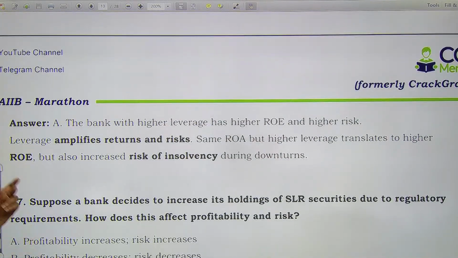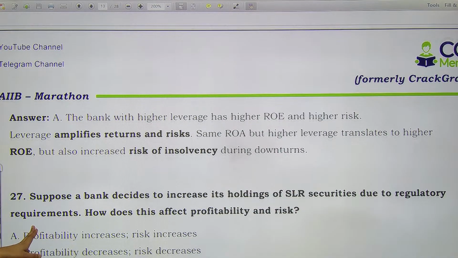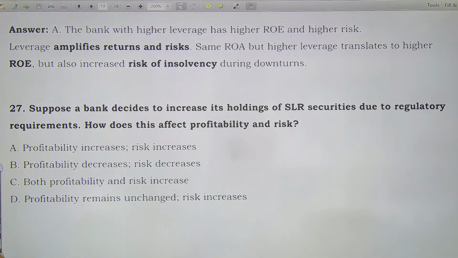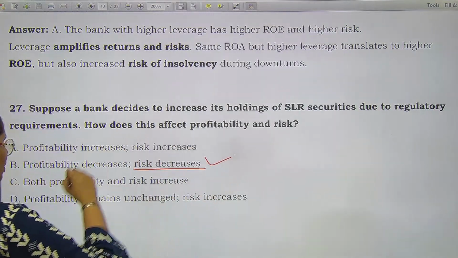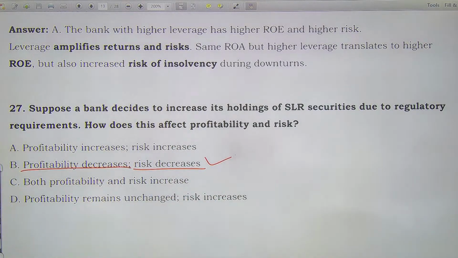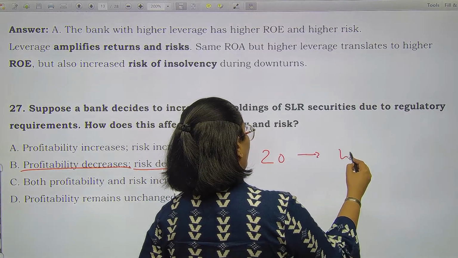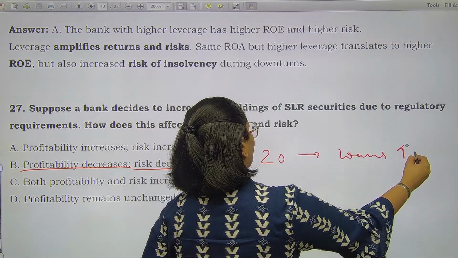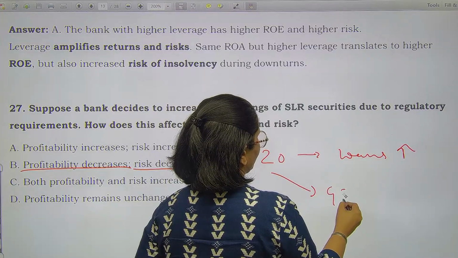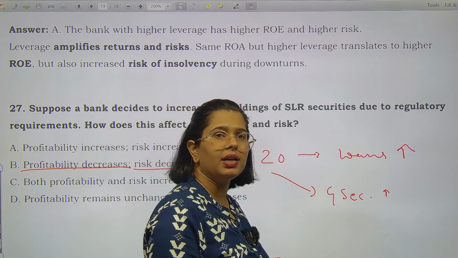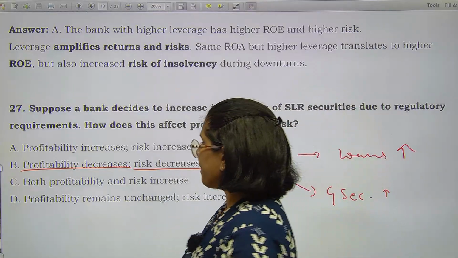Right? Now, suppose a bank decides to increase its holding of the SLR due to regulatory requirement. तो अब इसका क्या impact होगा profitability and risk में? See, SLR securities, they are obviously risk free practically. So, risk is going to decrease, no doubt. But the profitability will also decrease. Because suppose if I have 20 rupees and if I would have given it on loan, I would have earned more. But because I invested these 20 rupees in the government securities, I am going to earn a bit less. So my profitability is also going to decrease.